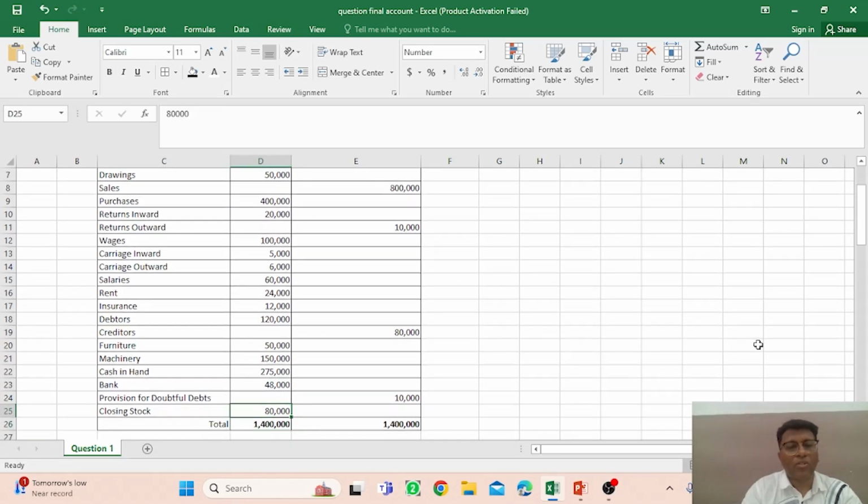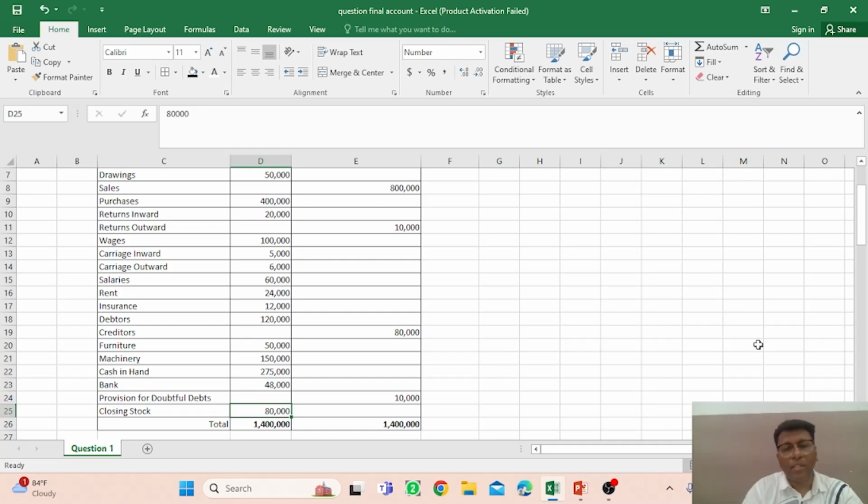And closing stock is given to you, rupees 80,000 in the trial balance. So it is a very important point that when you are carrying this particular balance of closing stock to your financial statement, you have to think whether the closing stock is given on the debit side or in the trial balance.